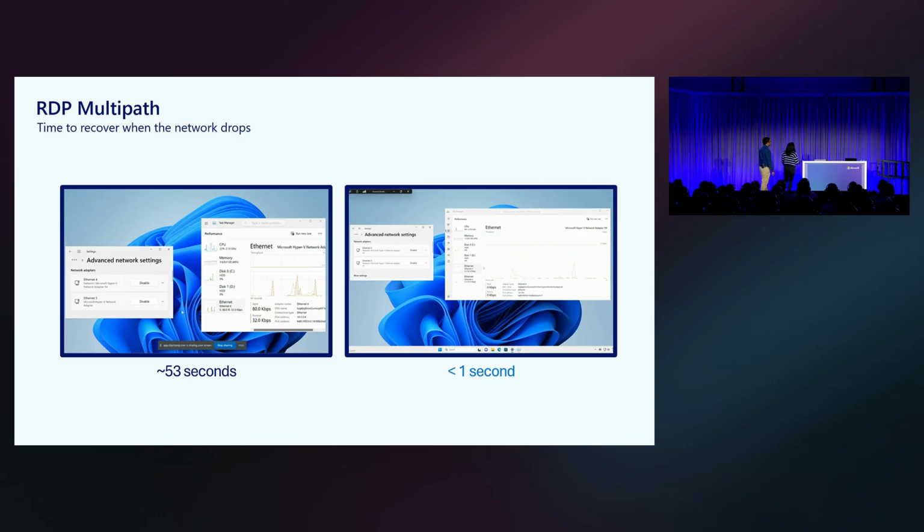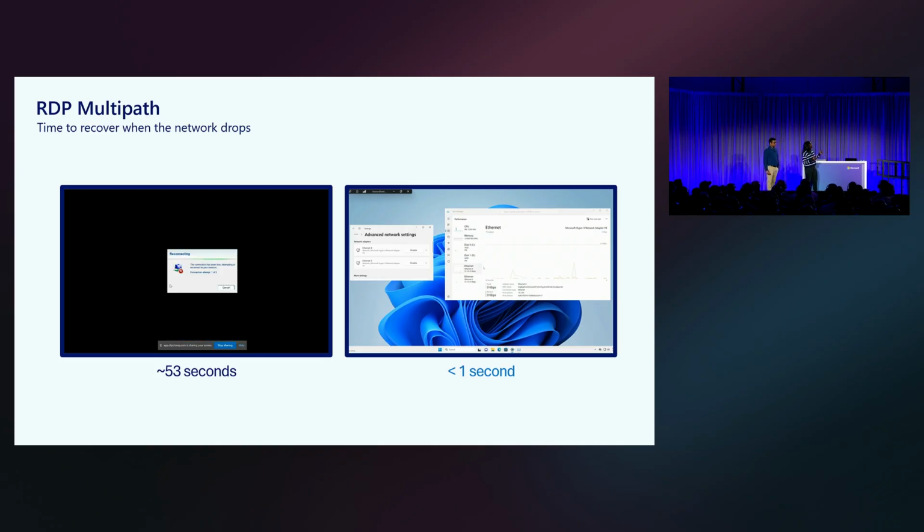If we take a look at these two screens, on the left we have a scenario where RDP Multipath has not been enabled. You can see that we disable the Ethernet connection, and eventually the end user will see a reconnect dialog that in this case takes on average around 53 seconds to resolve. So the end user's session is interrupted. As you can see here, the reconnect dialog comes up. The end user can't do anything. Their productivity has been interrupted. They can't resume their work, and it takes a while for them to get back into their session. They don't know what's going on, et cetera.